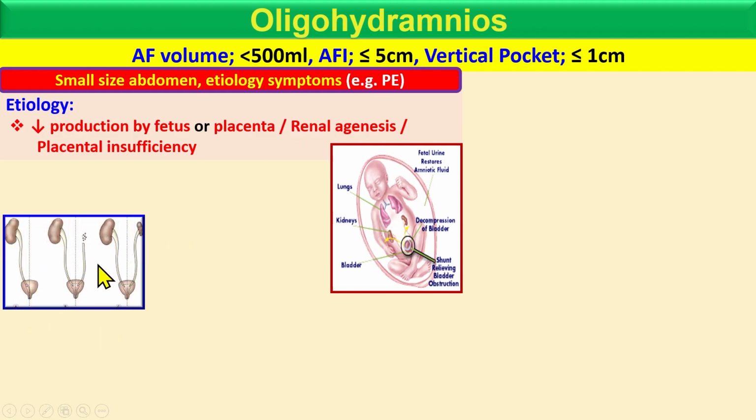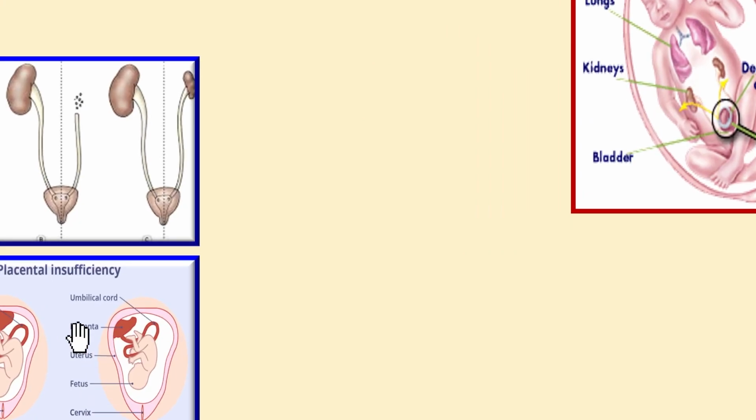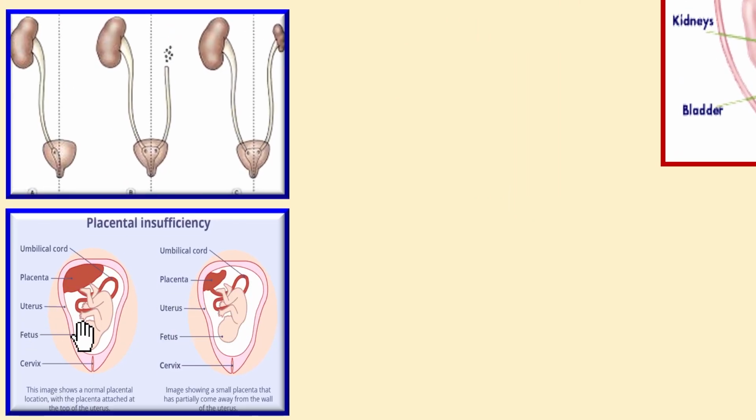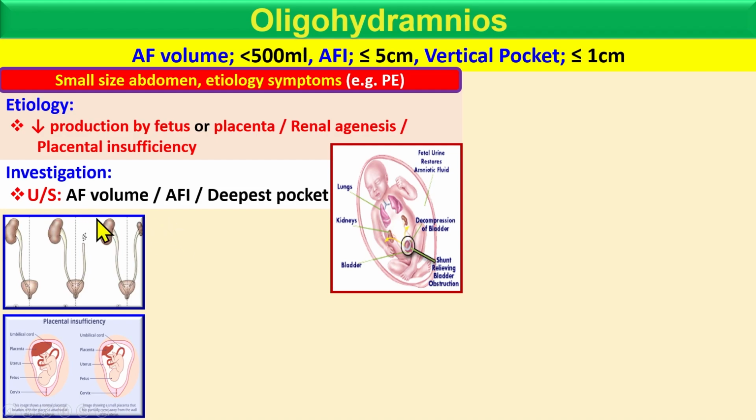You can see renal agenesis is when the kidney is not developed. This is a condition which causes the oligohydramnios, and this is the placental insufficiency. This is the normal one. Here you can see the placenta is insufficient to supply blood to the fetus. So this is the renal agenesis. And for investigation, similarly, you check the volume, the index, and the deepest pocket to confirm the diagnosis.